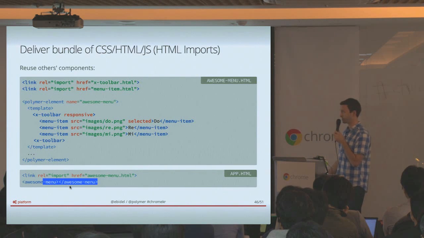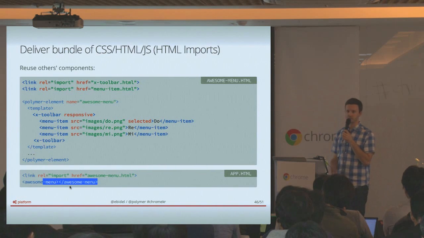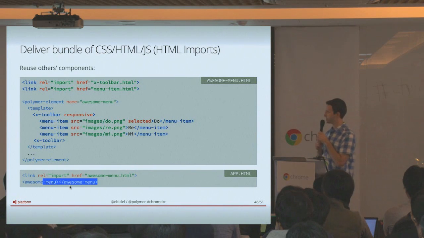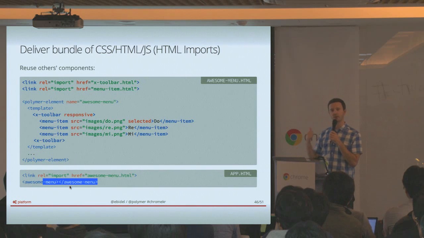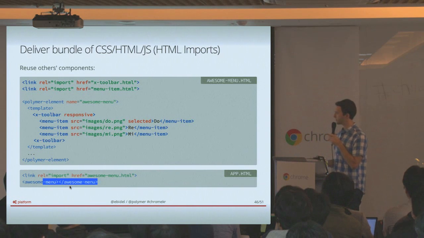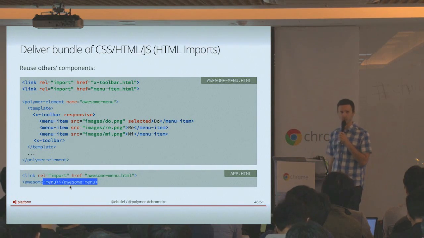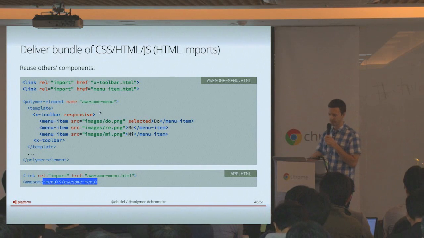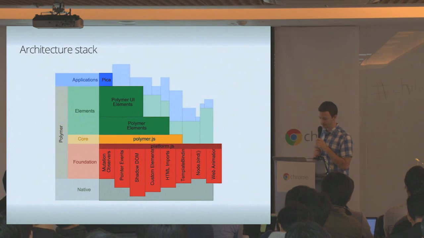So this is really, really cool, because you can imagine a world where something like Twitter Bootstrap exists as a web component. And so you get all the CSS, all the JavaScript, and all the HTML as one relocatable resource. That's something new that the web hasn't had before.